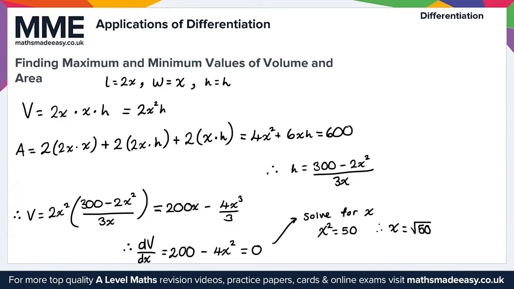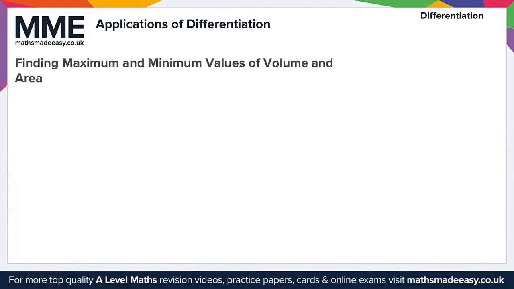But we must also verify that this is a maximum rather than a minimum. So now we need to find the second derivative. We've run out of room here, so I'll just take note before we clear the screen. Like we just said, we're going to find the second derivative. So if we find the second derivative here, what would we get? Well, the second derivative would simply be equal to minus 8x.